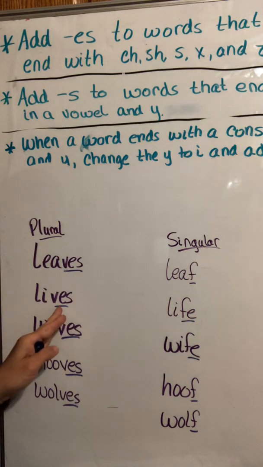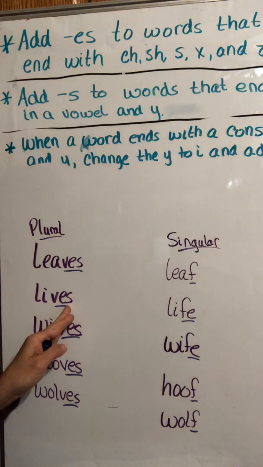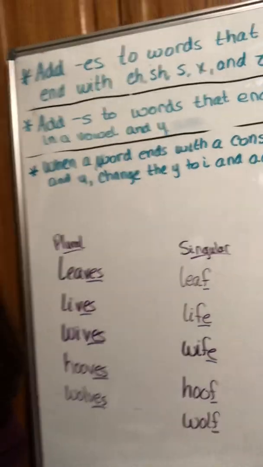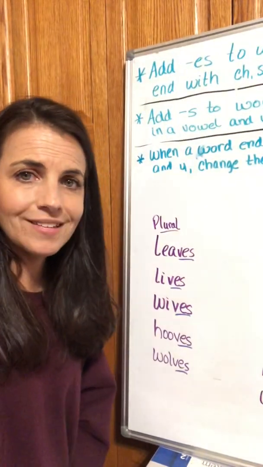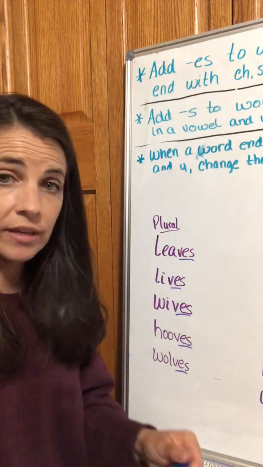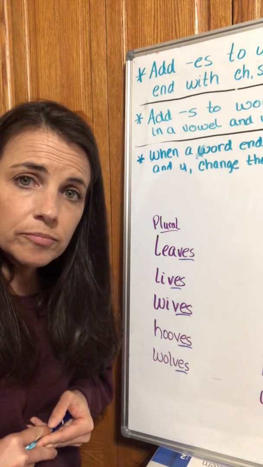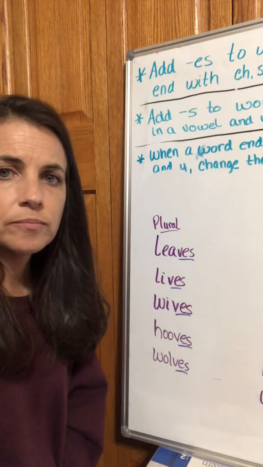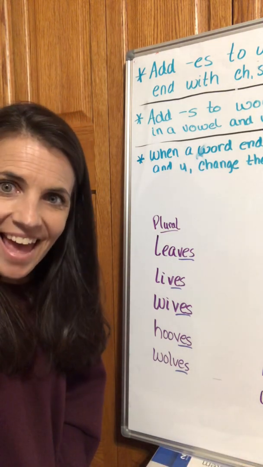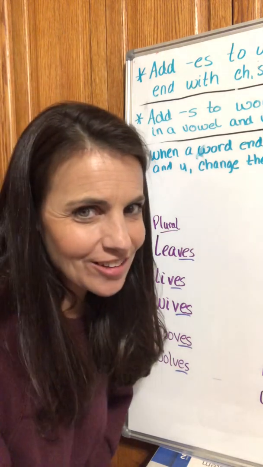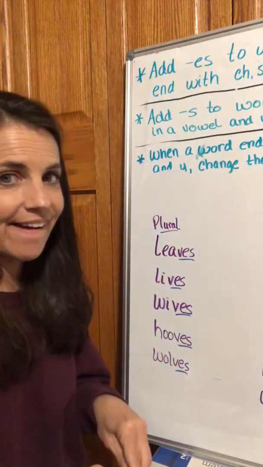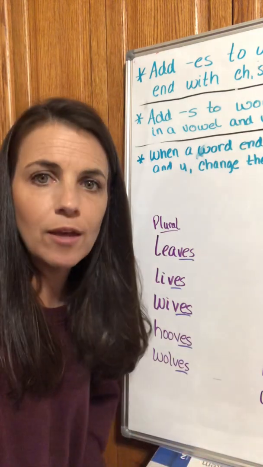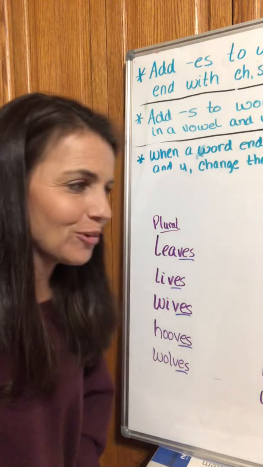So, if I know that a word ends with F or F-E in singular form, and when they become plural, they all become V-E-S, what would be my rule to making words that end with F and F-E plural? What would that rule be? What would it say? Yay! I'm sure you all just shouted it at your screen.